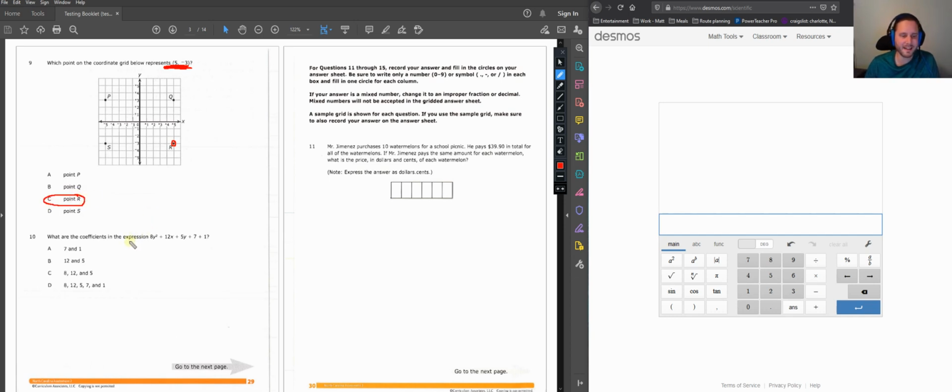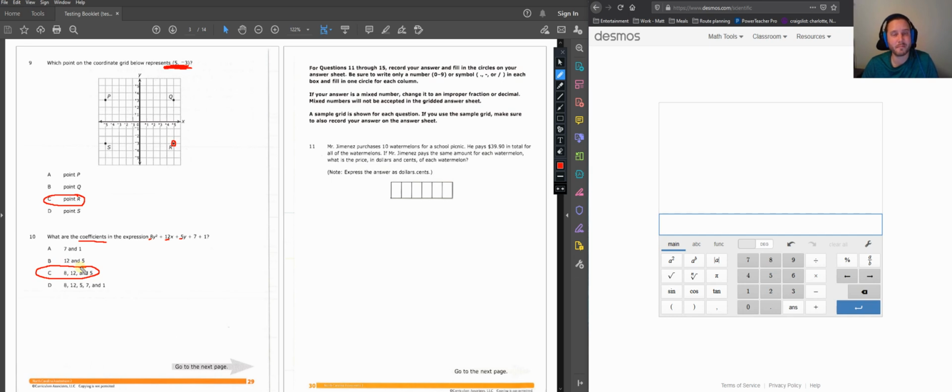For number 10, it's asking what are the coefficients of this expression. So a coefficient, if you don't remember, is simply a number that is attached to a variable, or a number that is touching a letter. So 8 is touching the y, 12 is touching the x, and 5 is touching that y. So 8, 12, and 5.